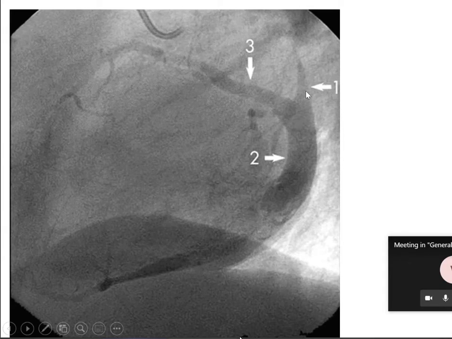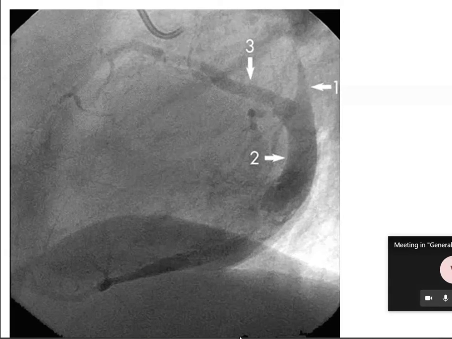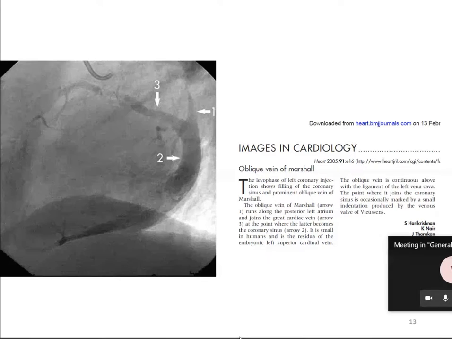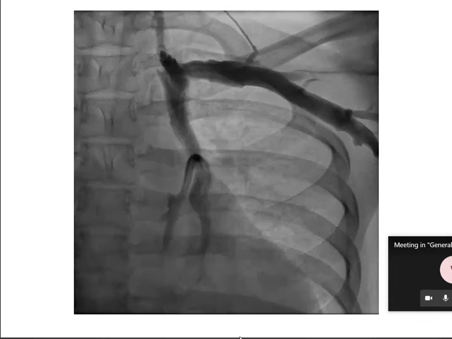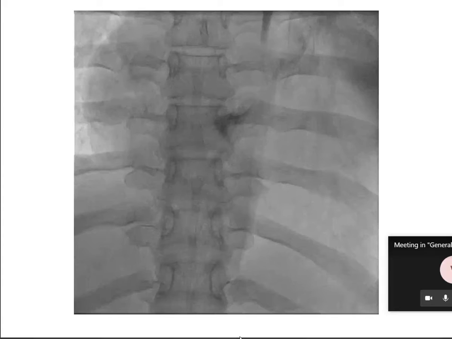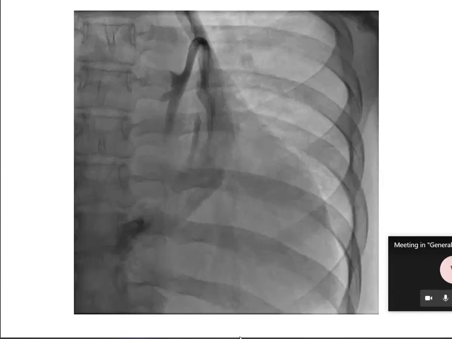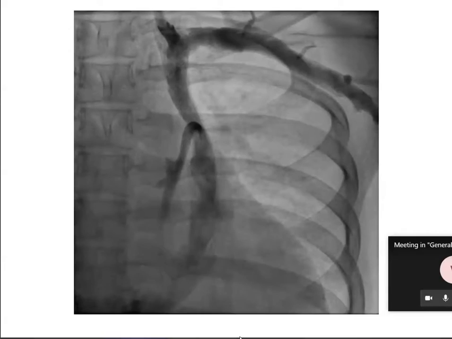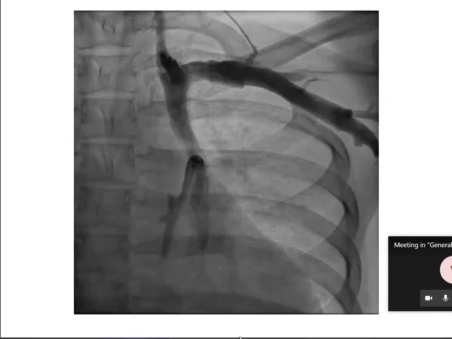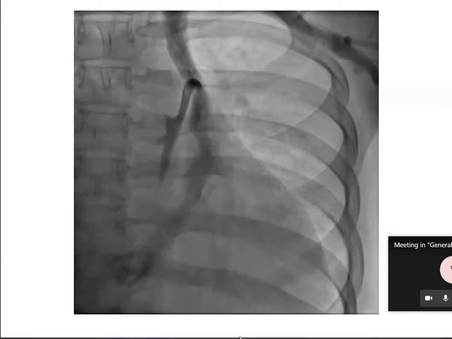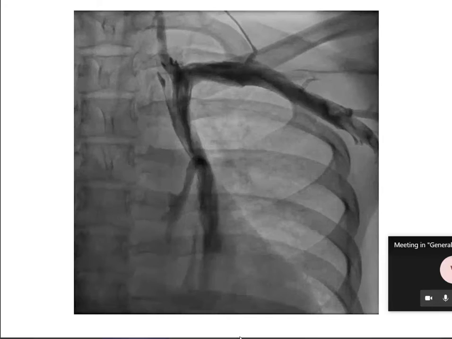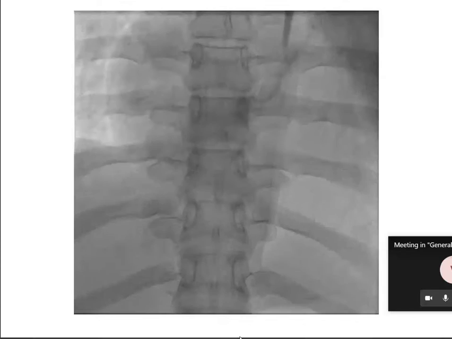That has an embryologic significance. I will show you. This is one of our publications that we published in Heart, the British Heart Journal. And what is this? LSVC that is draining into the coronary sinus. Very good. The injection is done in the left hand. The left SVC is draining to the coronary sinus.